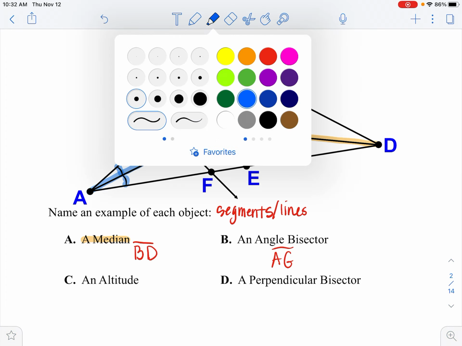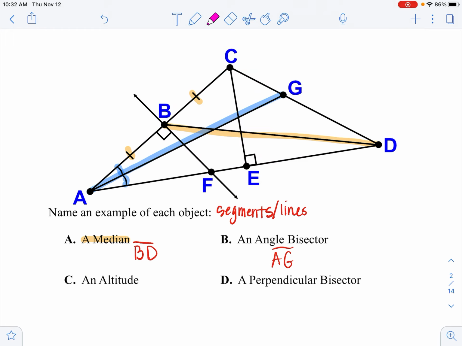Next is an altitude. My altitude comes from a vertex, hits the opposite side, and gives me right angles. So it can't be this because that's not coming from a vertex. Remember, you're looking for something that comes from a vertex. This comes from the vertex, hits the opposite side, and gives me right angles. So that is my altitude CE.